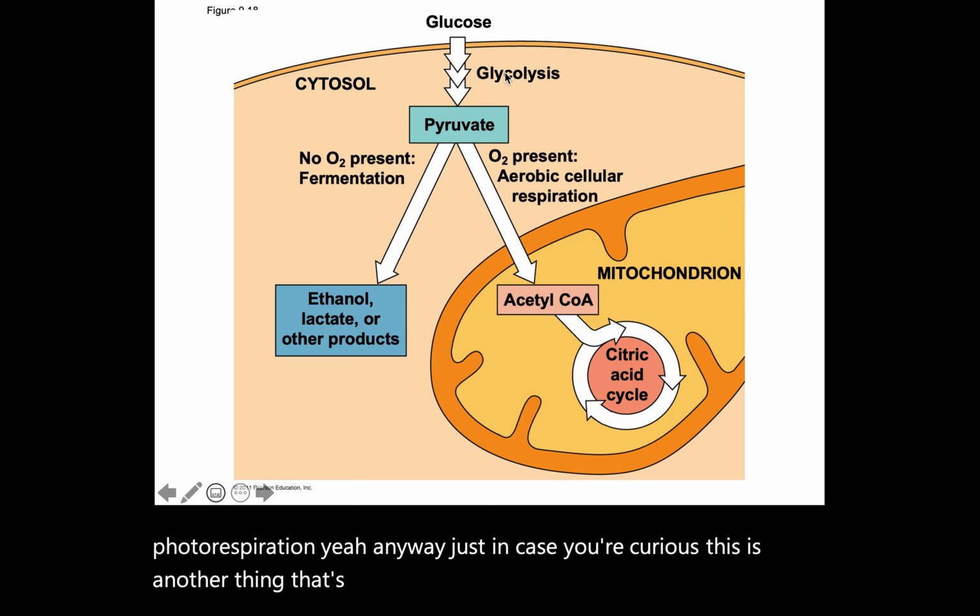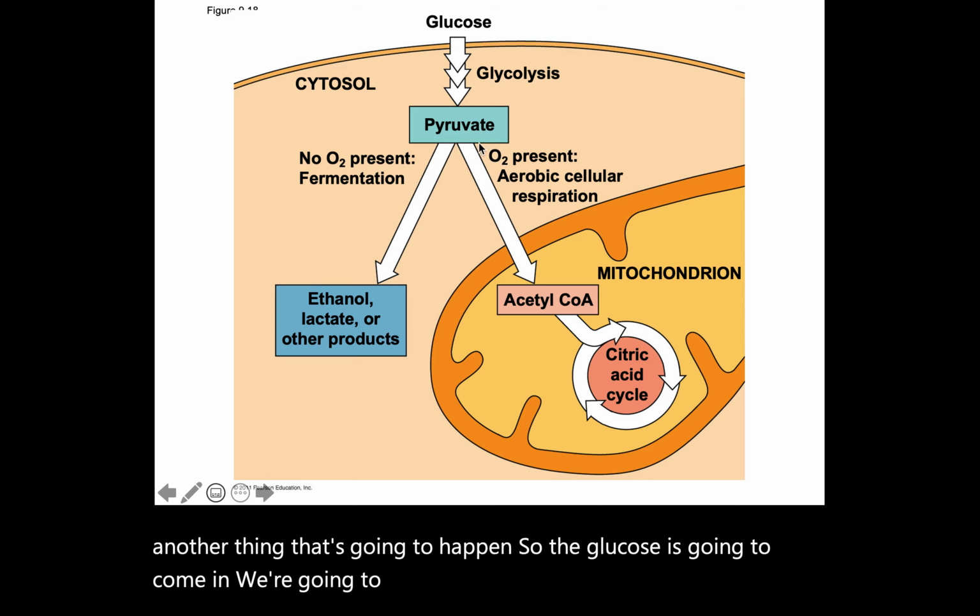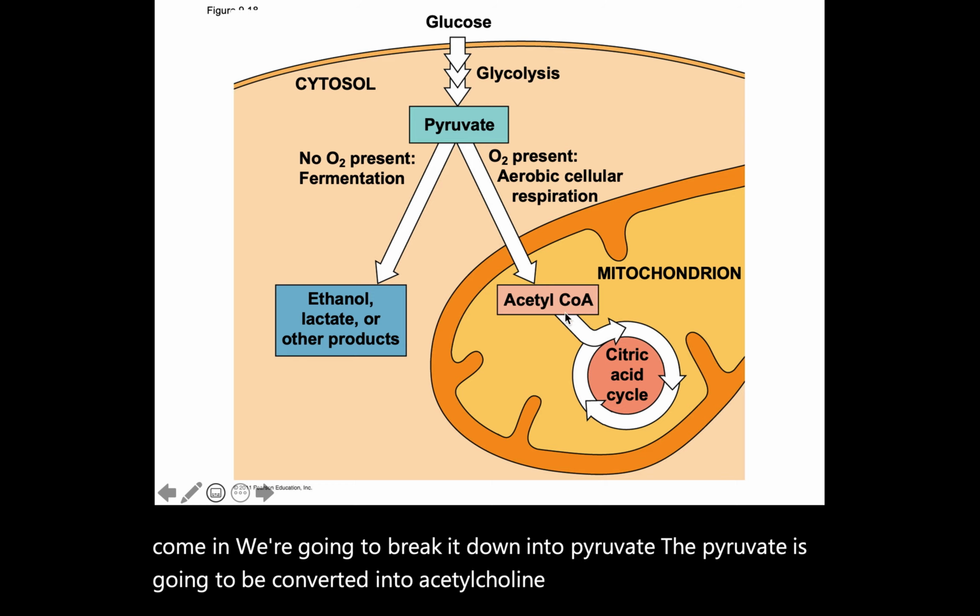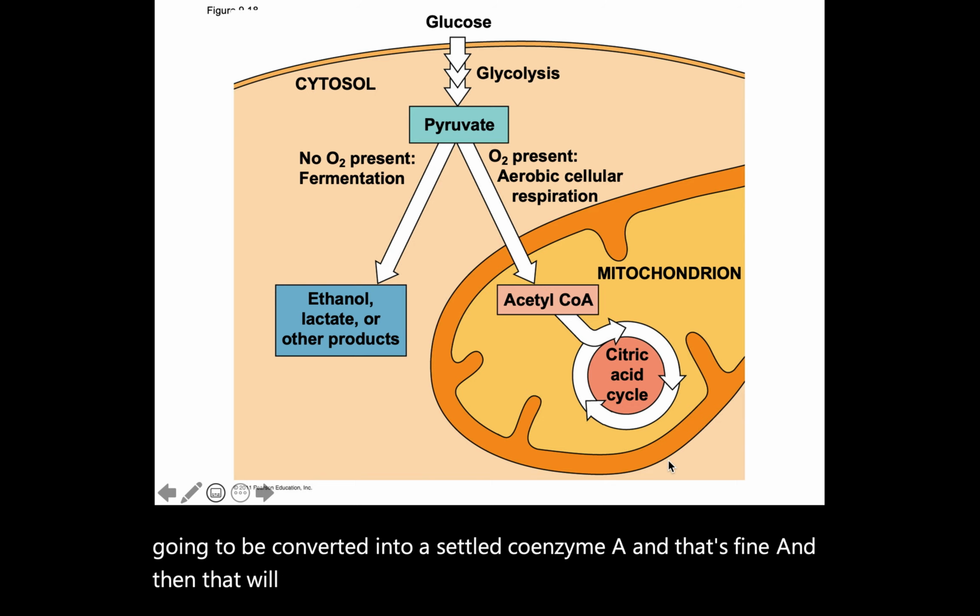So anyway, just in case you're curious, this is the other thing that's going to happen. The glucose is going to come in. We're going to break it down into pyruvate. The pyruvate is going to be converted into acetyl coenzyme A, and that's fine. And then that will go around the thing called the citric acid cycle.